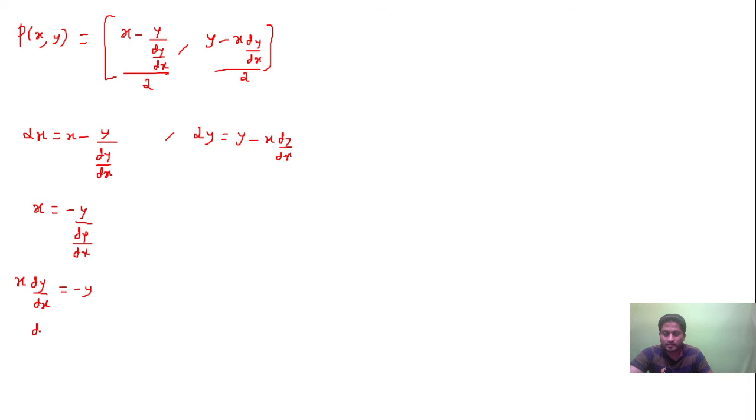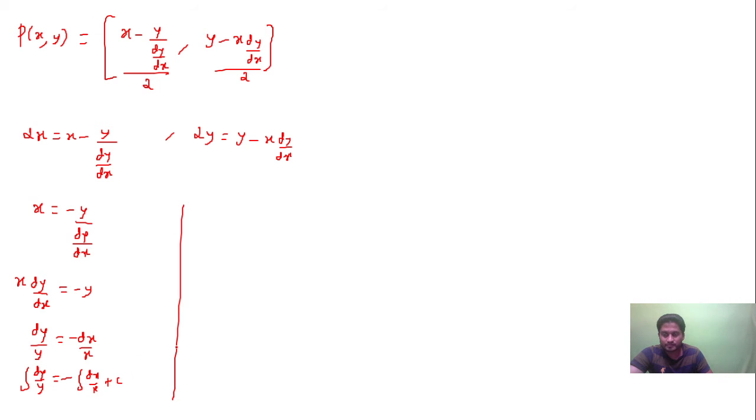Okay, now this will be dy divided by y is equal to minus dx upon x, or you use this equation, you still get the same answer, guys. I find this is easier than this. If you integrate this, you will get integration of dy divided by y is equal to minus integration dx divided by x, and then plus c.